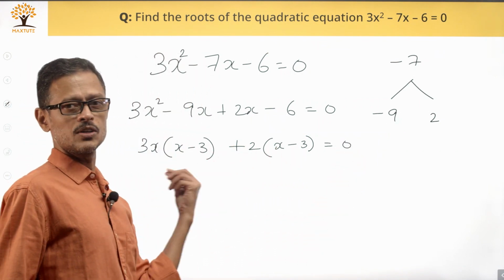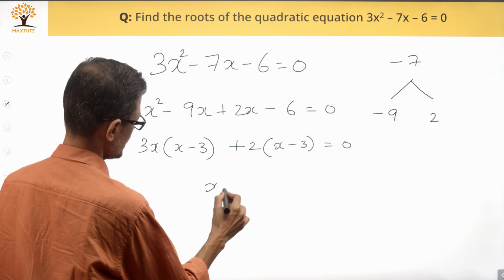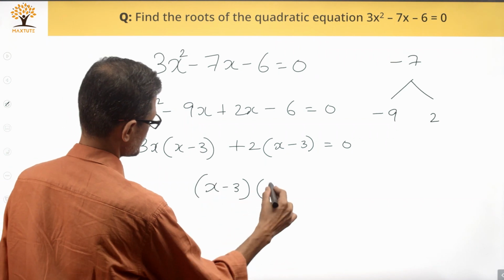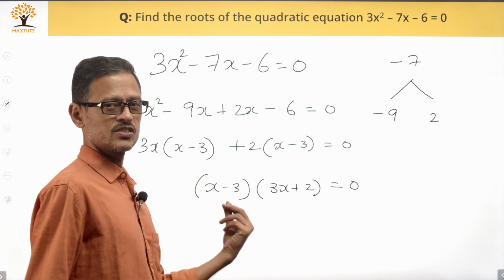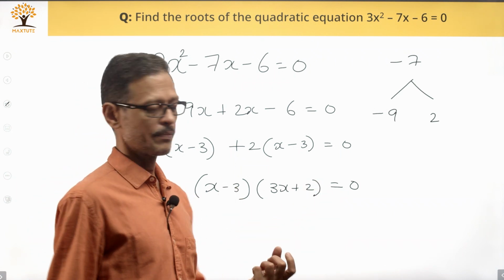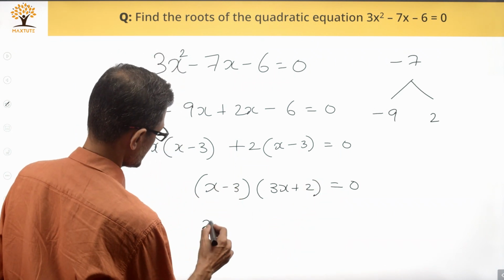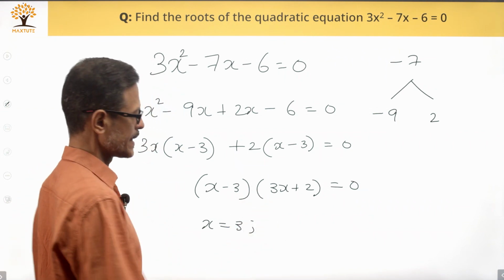X minus 3 is common to both these parts. Let's take it common outside. So, x minus 3 times 3x plus 2 is equal to 0. The product of these two terms is 0 when at least one of the terms is 0. So, if x minus 3 is 0, x is equal to 3. That is one of the roots of the quadratic equation.